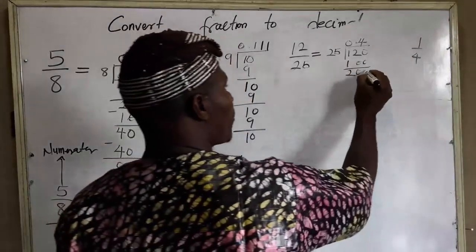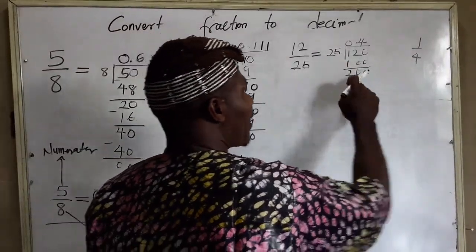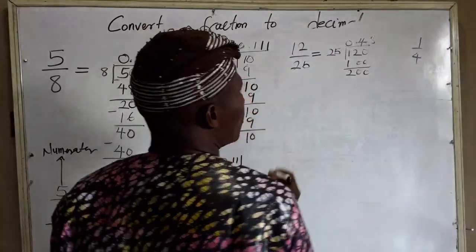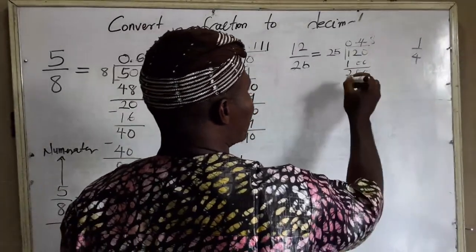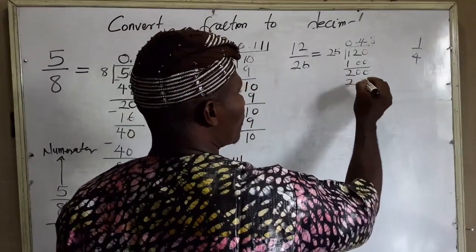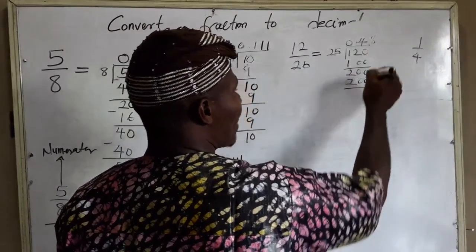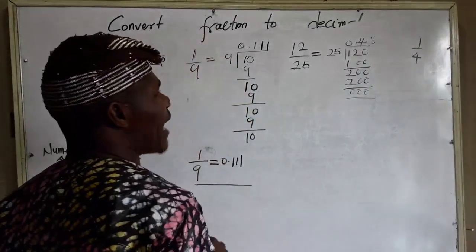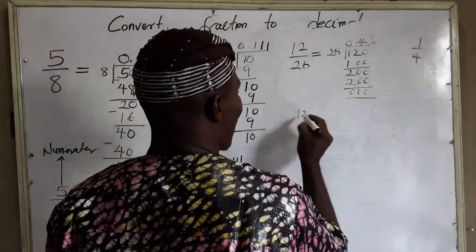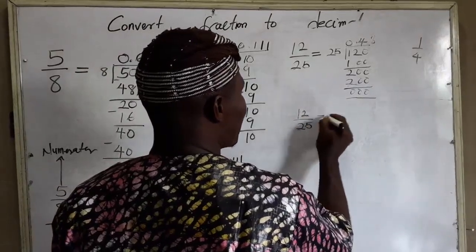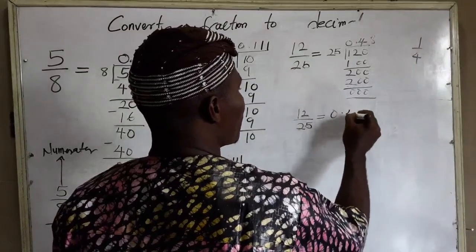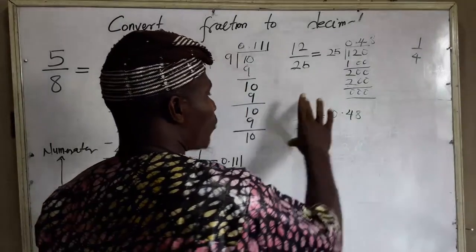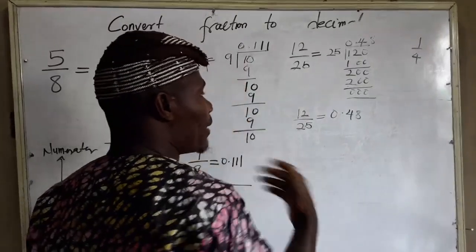Let's put 0. So 25 in 200 will go 8 times. 25 times 8 gives us 200. Therefore we have 0. This is telling us that 12 over 25 is equal to 0.48. So that is how to convert 12 over 25 to a decimal.